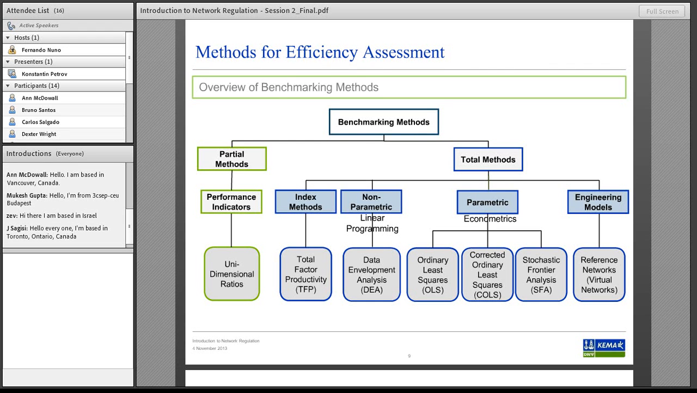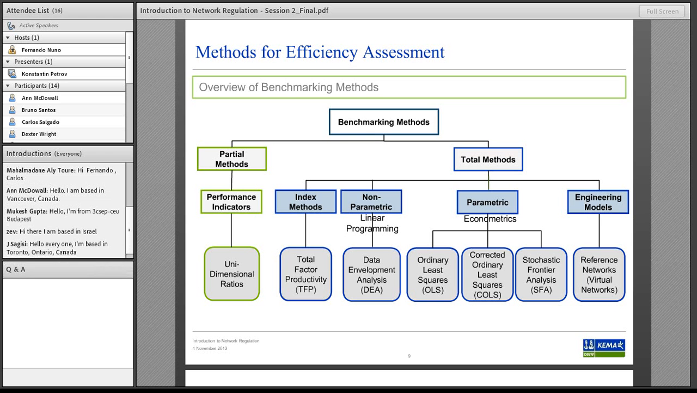And the third group is called parametric, sometimes econometric or statistical models. Here we have the deterministic and the stochastic regressions, starting with ordinary least squares, corrected ordinary least squares, and stochastic frontier. The classification of parametric and non-parametric relates to the fact that in econometric models we use parameters because we establish an explicit mathematical function between inputs and outputs. There is a mathematical function, we have parameters, and that's why the models are called parametric.